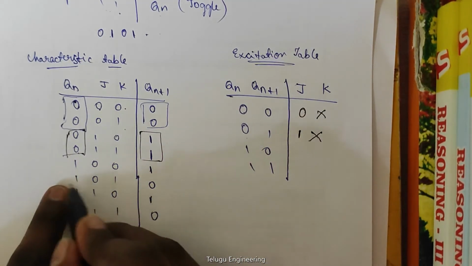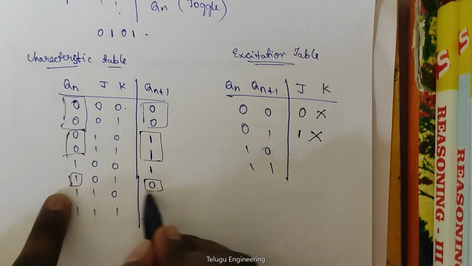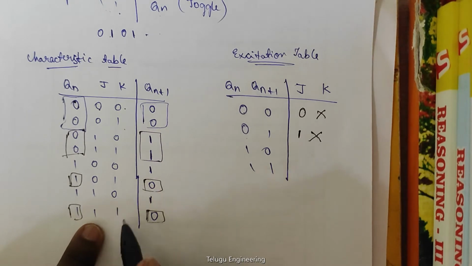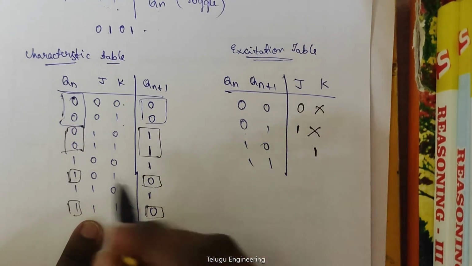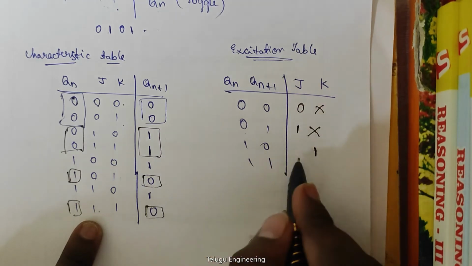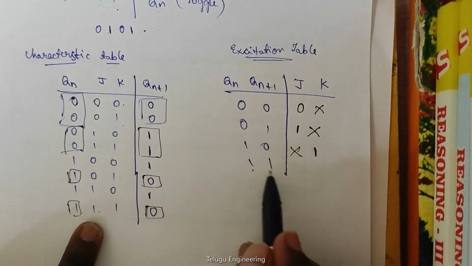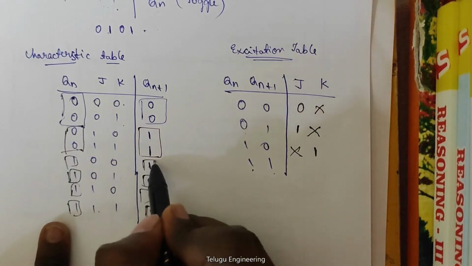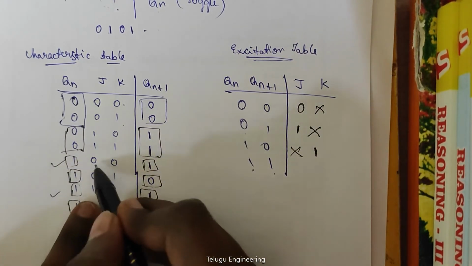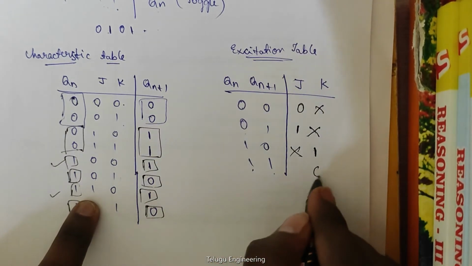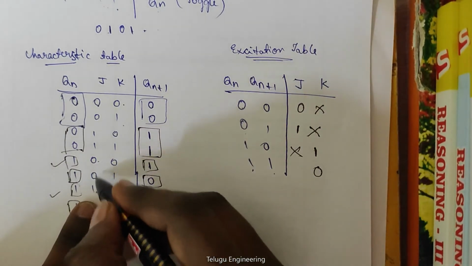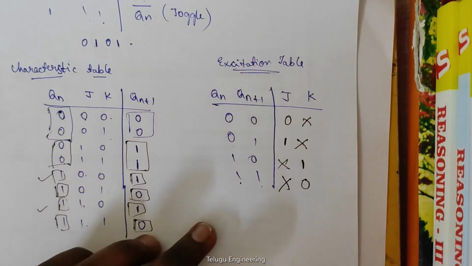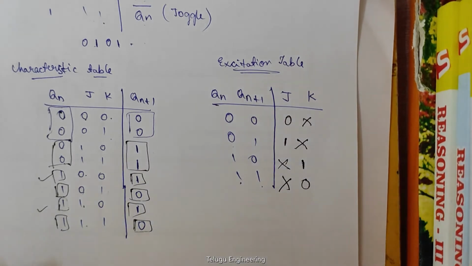So 1 and 0 is here, and here also 1 0 is there. If we consider, your K value is fixed at 1, and 0 1 has a change, so it's a don't care condition. Next is 1 1. Here 1 1 is there, and here 1 1 is there. Here K is fixed as 0, whereas the other one is 0 1, so since it changes, that will be a don't care condition. So this is basically your excitation table of your JK flip-flop.